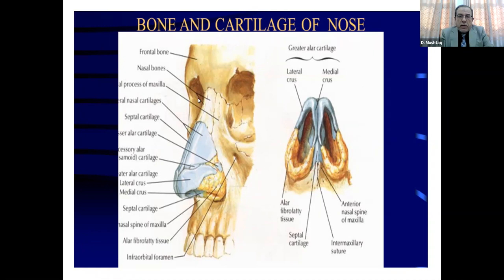While in the lower part of the nose, or the pyramid, there is a cartilaginous part, which is of hyaline type. Look at the right side of the slide. This is an axial section showing how the cartilage is formed and united in the middle, forming what is called the columella.